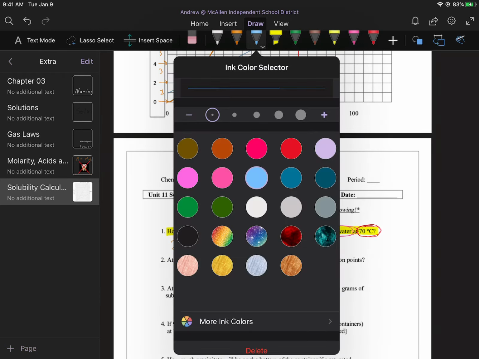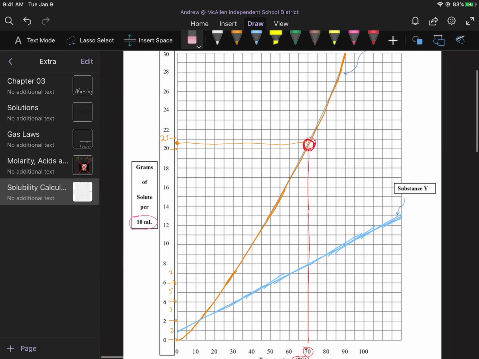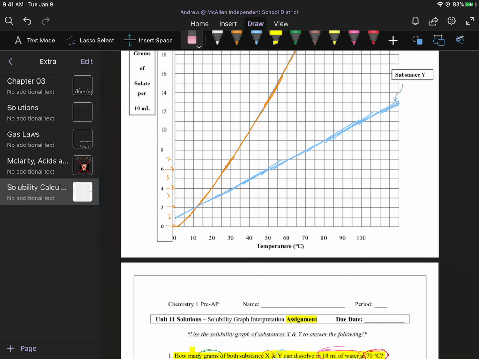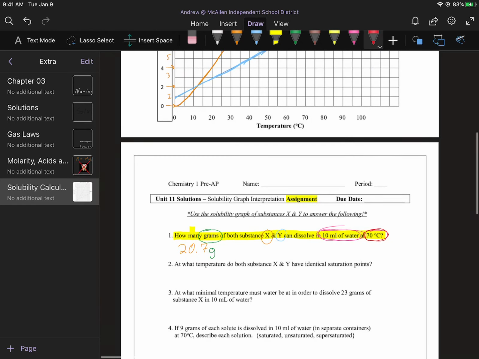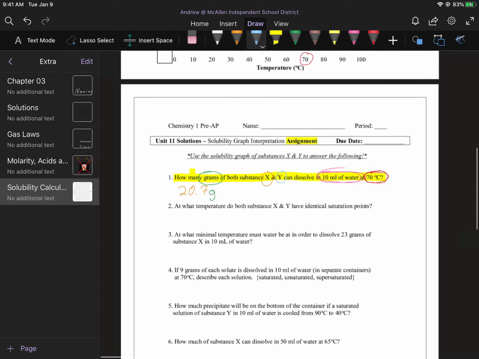Grams. Now we're going to do the same thing, but with substance Y. So let's make that line a little bigger. Now let's clean up some of these excess strokes that we don't need anymore. There we go. Okay, so we're still using 70 degrees Celsius, 10 milliliters of water, but this time we're going to substance Y. So there's the intersection. We're going to follow it over this way. Boom. 8.0 grams.